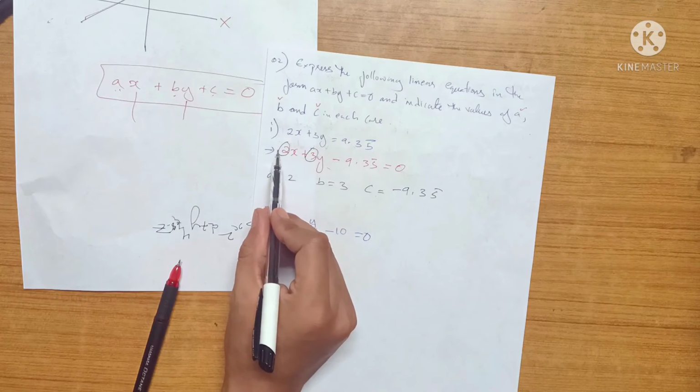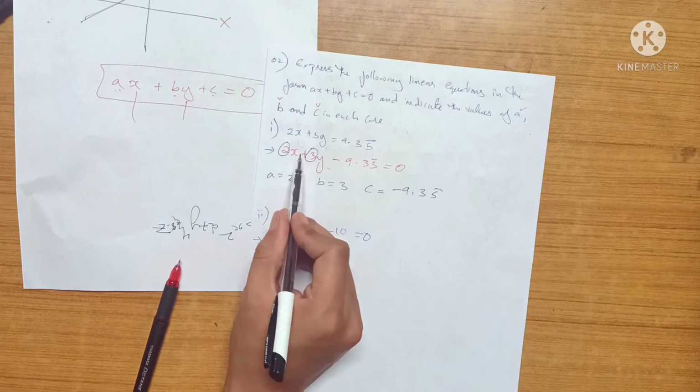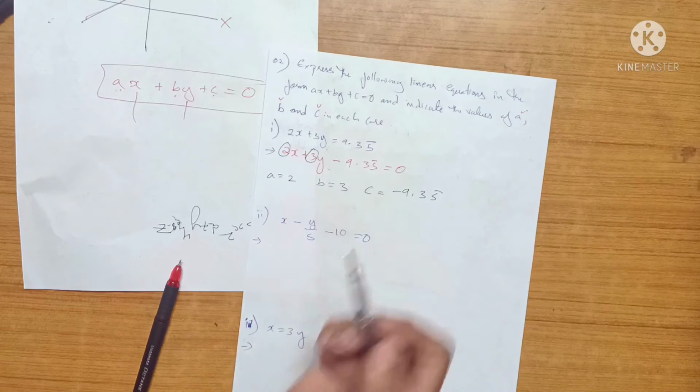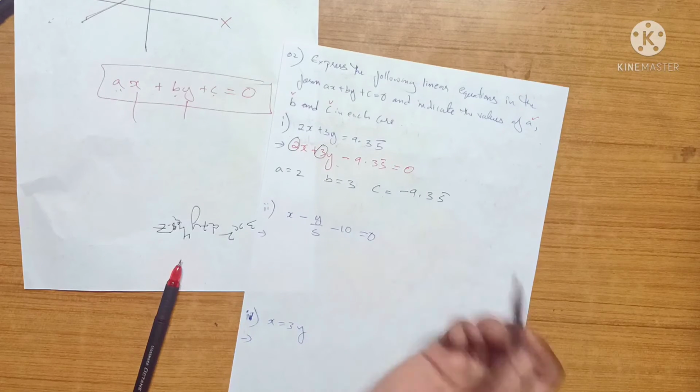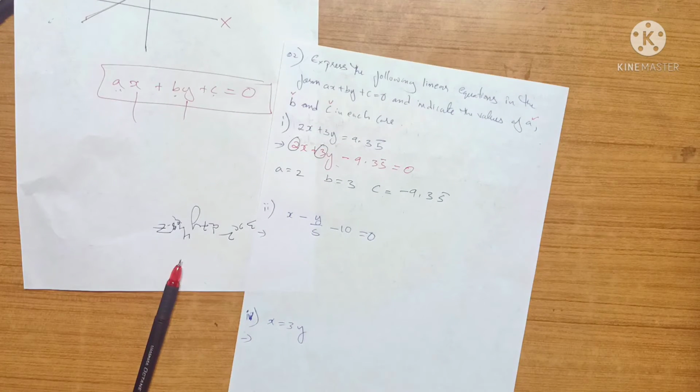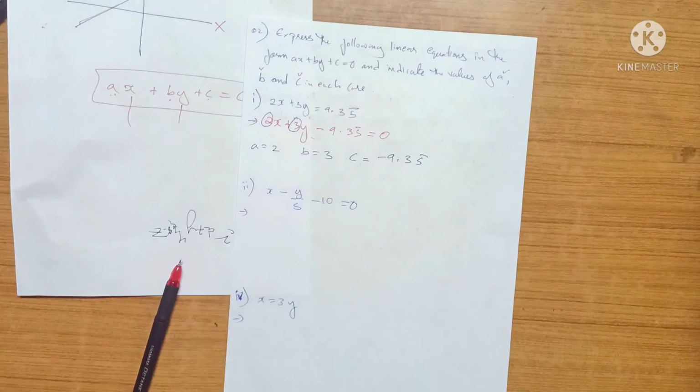So if there's a minus sign over here, it will be minus 2. If there's a minus sign in between these two, it will be minus 3. Got it? And since there's a minus sign over between these two, c is minus 9.35.